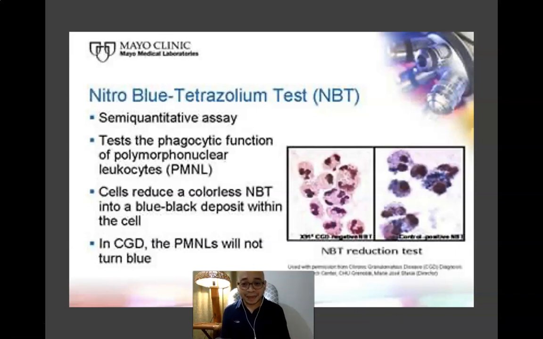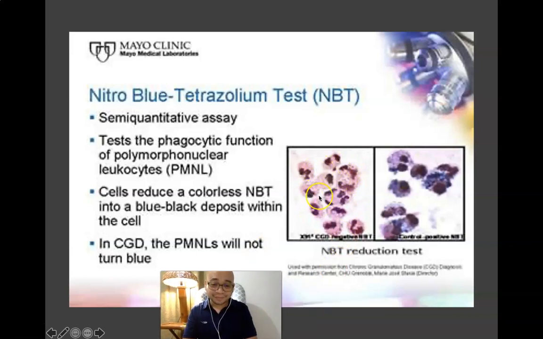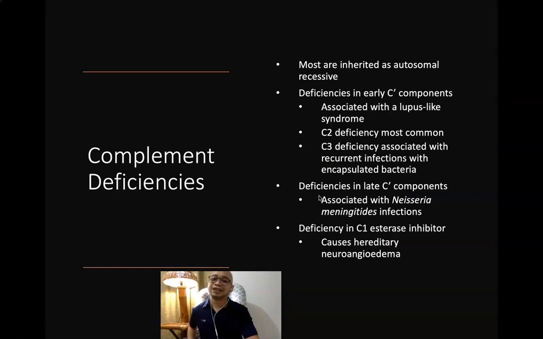However, this is not possible for patients with CGD. In patients with CGD, the PMNs, or the neutrophils, will not turn blue. Hence, these particular cells here are an example of neutrophils coming from a patient with chronic granulomatous disease. So, chronic granulomatous disease, I could say, is an example of a phagocytic defect disorder.